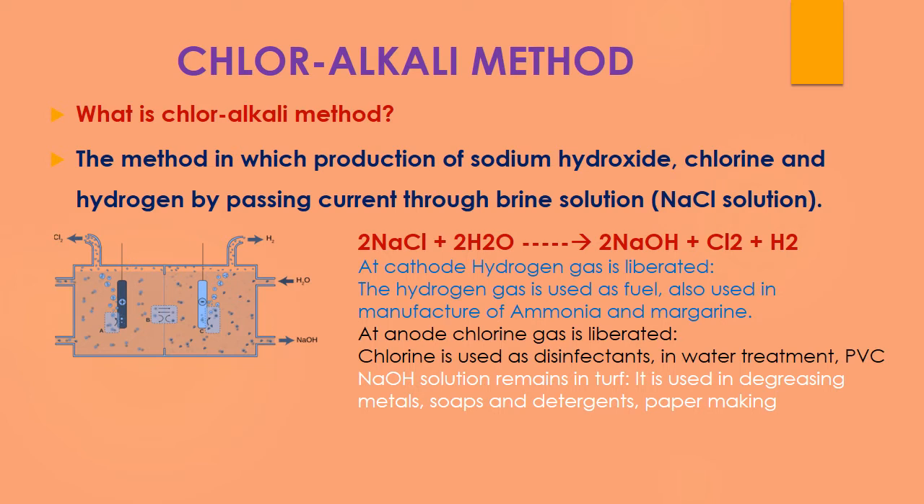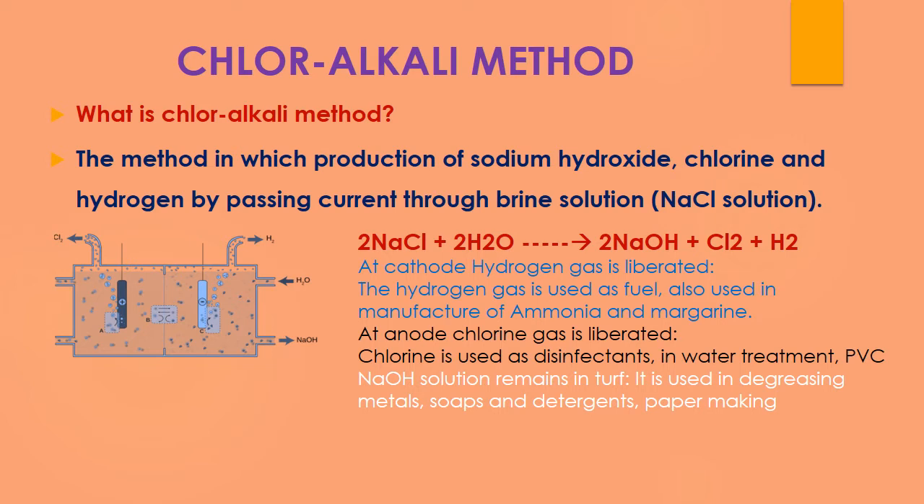Dear students, in this slide we are going to discuss the chlor-alkali method. The question is, what is the chlor-alkali method? It is a method for the production of sodium hydroxide, chlorine and hydrogen by passing current through brine solution, that is sodium chloride solution.